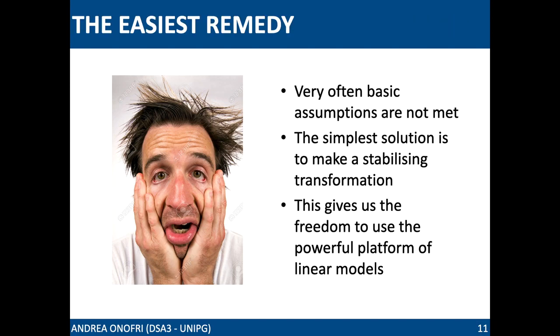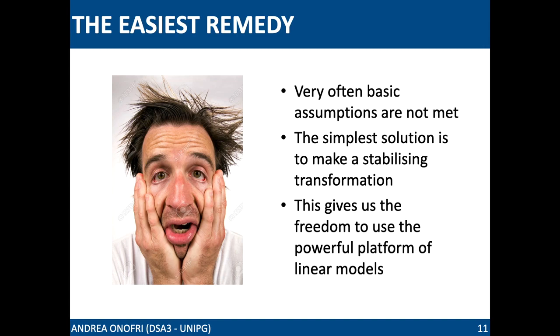And what is the easiest remedy for violations? The simplest solution, as you see, is to make a so-called stabilizing transformation. So I take the data, I take the response. If the response is not okay in the original scale, I change the scale to a new scale where the basic assumptions are met. So we transform the data to make them fit to our model.